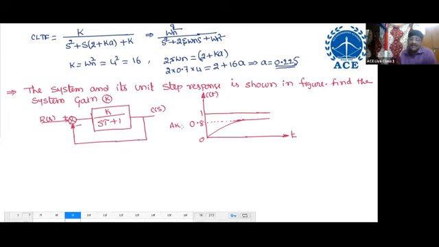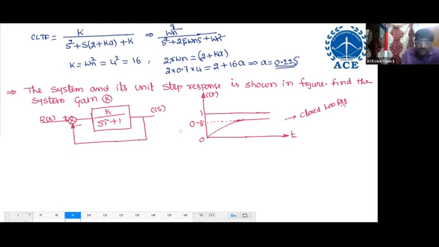Which system is it? Open loop system or closed loop system? Is it open loop response or closed loop response? It is a closed loop response. So you have to find the closed loop K. Find the closed loop transfer function, then find the K. How to find the K? Numerator constant by denominator constant. This is not AK.